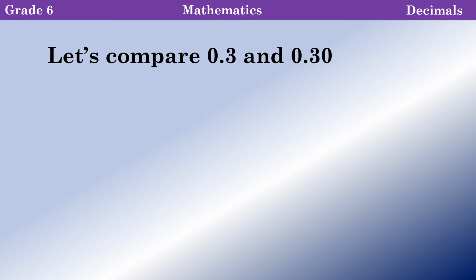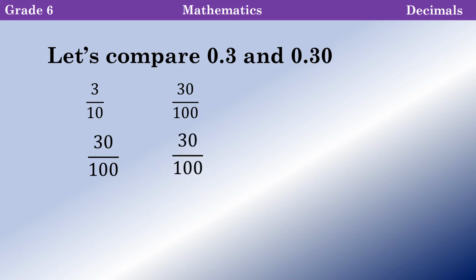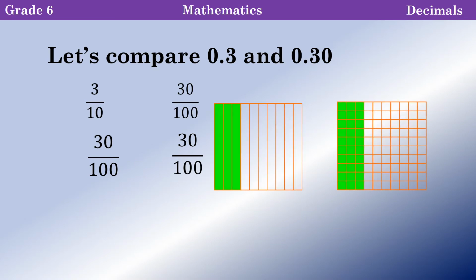Now let's compare 0.3 and 0.30. When you write those two decimal numbers as fractions, it is 3 over 10 and 30 over 100. 3 over 10, when written with denominator 100, will be 30 over 100. And now you can see that both fractions are equal to 30 over 100. That means they are equal in size.